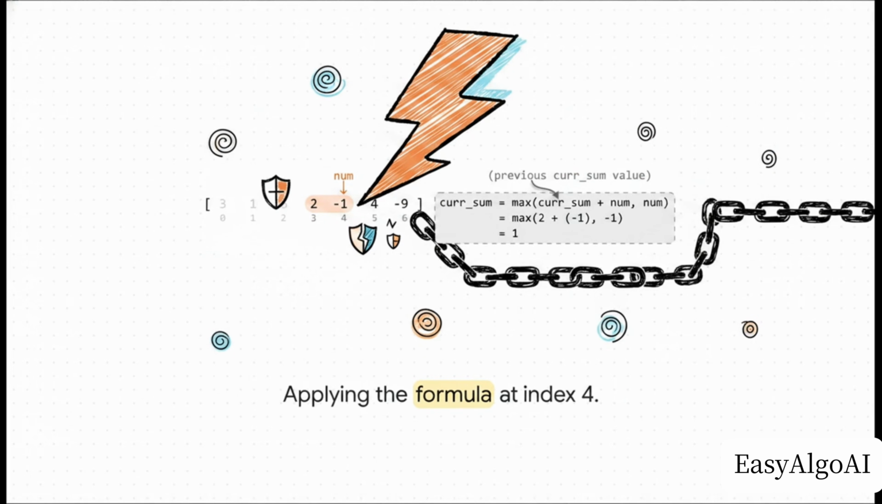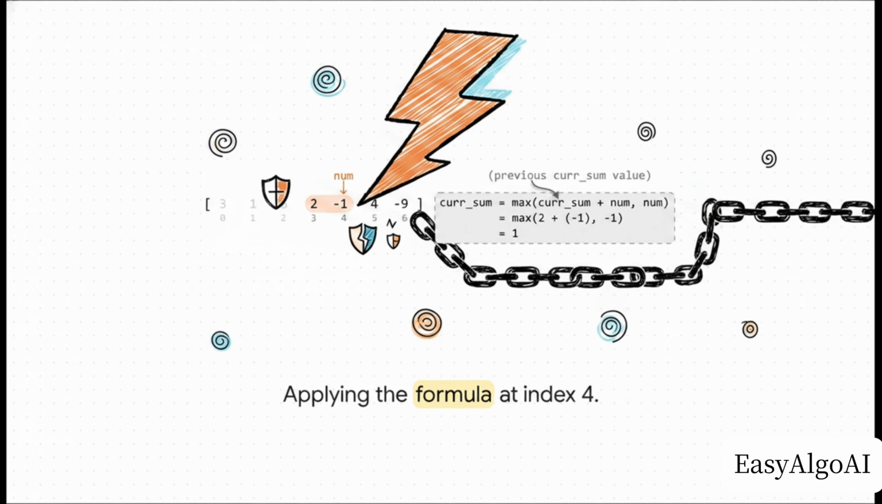Let's actually see this in action. We're at index 4, which is a -1. Our cur_sum coming into this step is 2. Let's run the formula. We calculate the max of 2 plus -1 versus just -1. The maximum between 1 and -1 is, well, 1. And this brilliantly highlights why Kadane's algorithm is just so powerful.